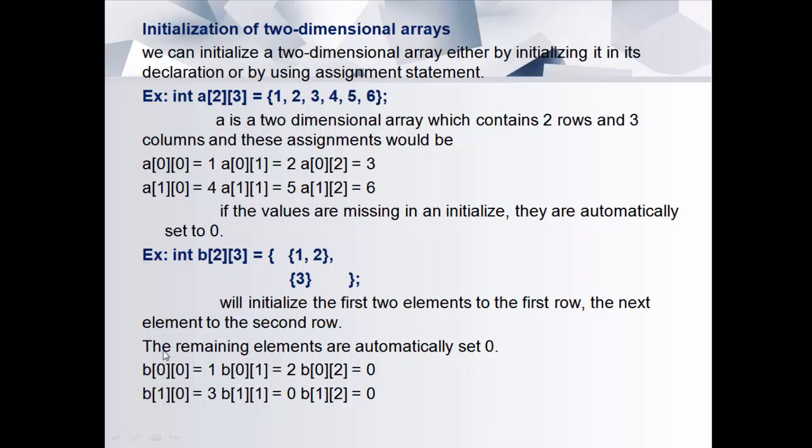Take the example where the remaining elements are automatically set to 0. First, b of 0th row 0th column, the first value, is 1, and b of 0th row first column is 2, and b of 0th row third value is missing, so it will be set to 0 automatically. Next row, b of first row 0th column the value is 3, and b of first row first column, both values are missing, so they will be set to 0 as it is.